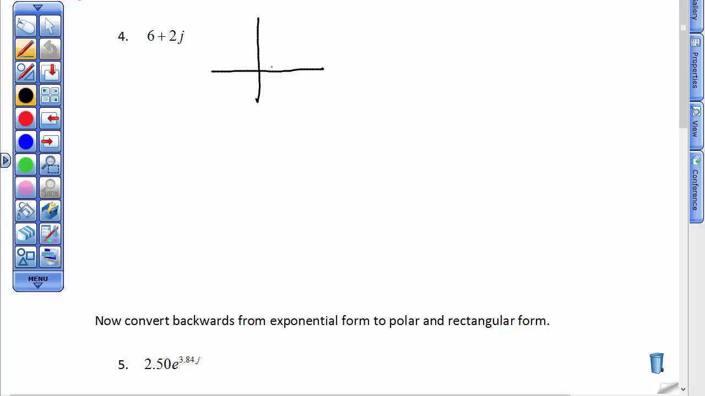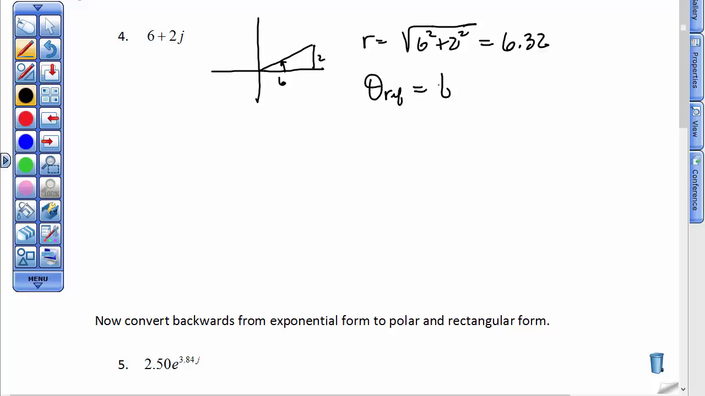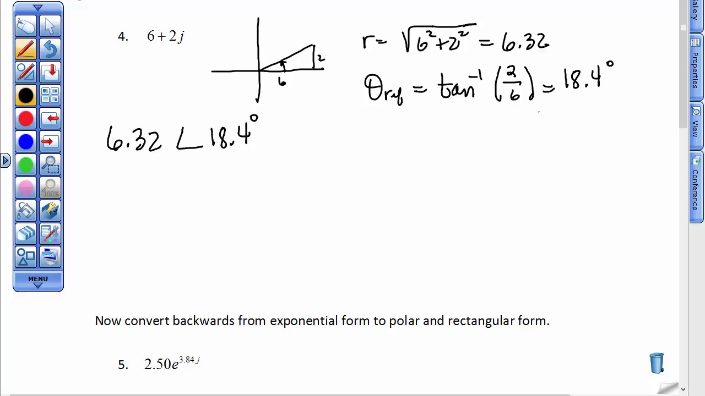So this complex number is to the right 6 and up 2. It's in the first quadrant. I'm just trying to get a good visual on that. My r value, by taking 6 squared plus 2 squared, turns out to be 6.32. This little reference angle using tangent, by taking the inverse tangent of 2 divided by 6, turns out to be 18.4 degrees. So in polar form, you have 6.32 at an angle of 18.4 degrees.